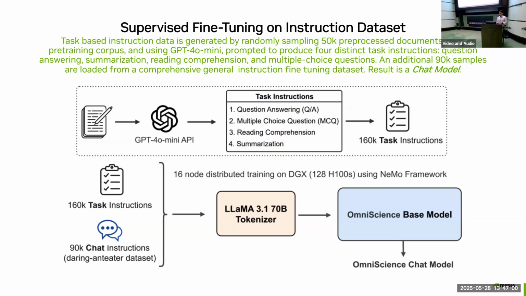Now, at this stage, it was important for the team to incorporate an additional 90,000 chat instructions from a general purpose open source data set to ensure that our model didn't lose some of its general capability with everyday tasks, and to ensure that it stays grounded in the reality that people are going to be using this for general purpose tasks as well. And so after performing the supervised fine-tuning here, what we're left with is, again, this chat model.